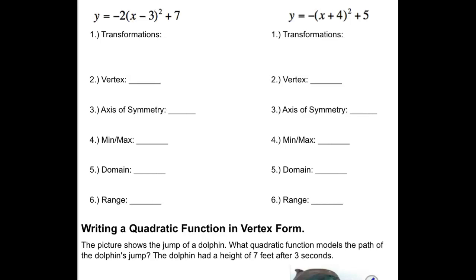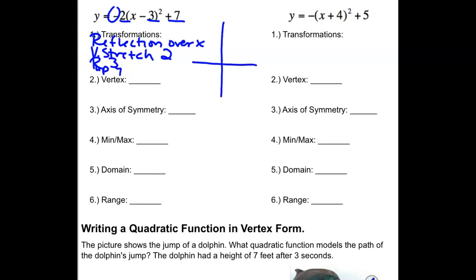All right, let's check. So my transformations: the negative causes a reflection over x. The 2 caused a vertical stretch of 2. Our 3 here moved it right 3, and our 7 moved it up 7. So my vertex is going from the origin right 3 and up 7. So right away I can put coordinates for my vertex down of 3, 7.